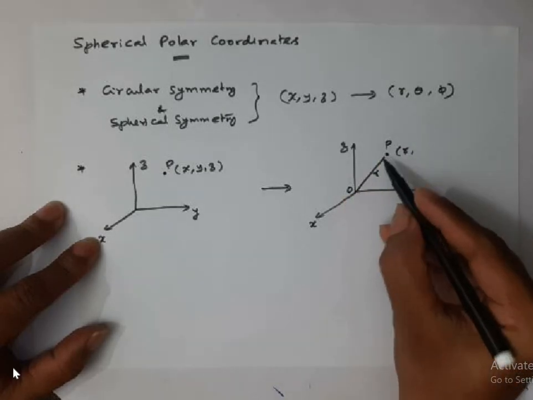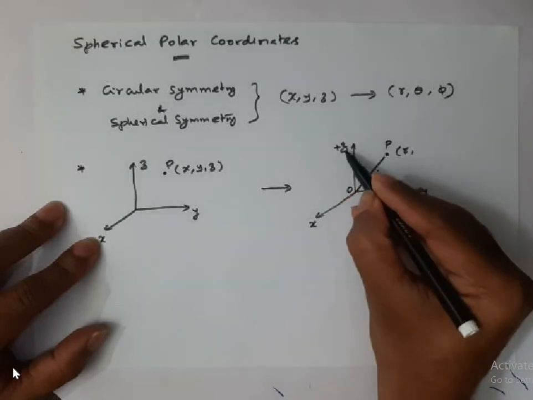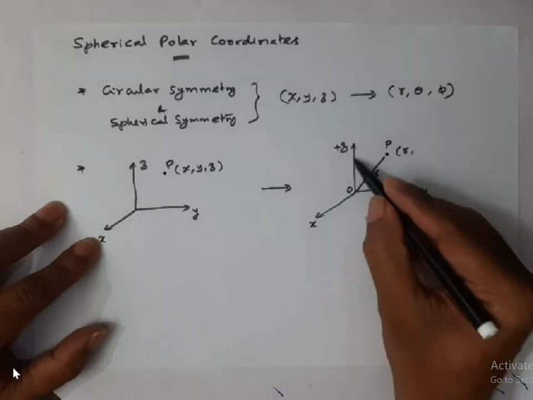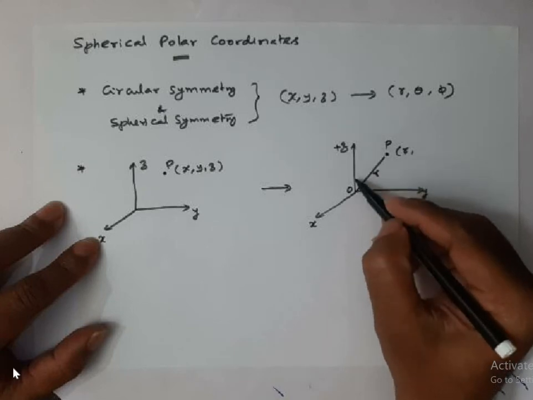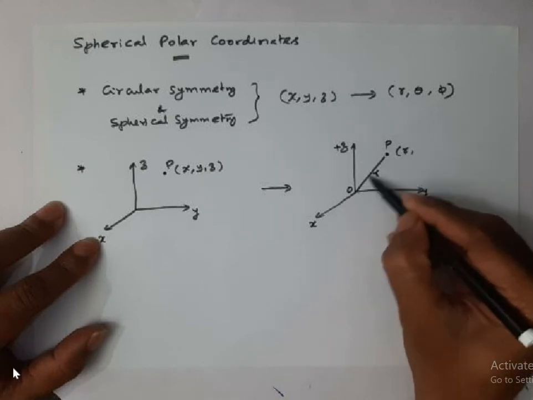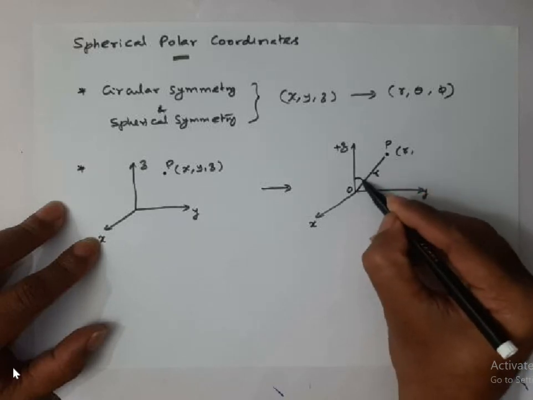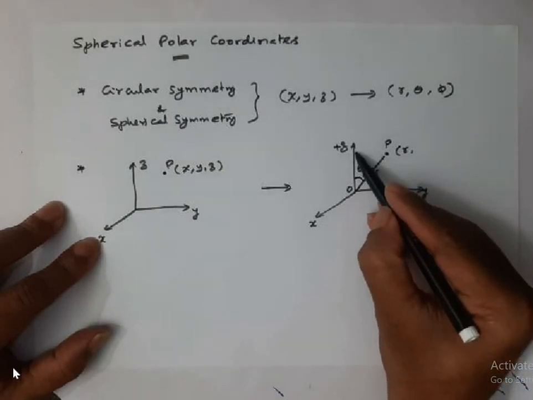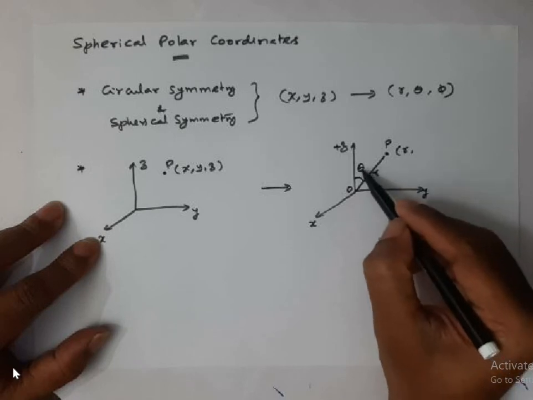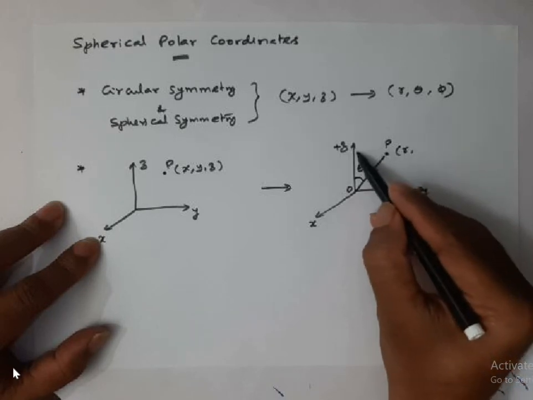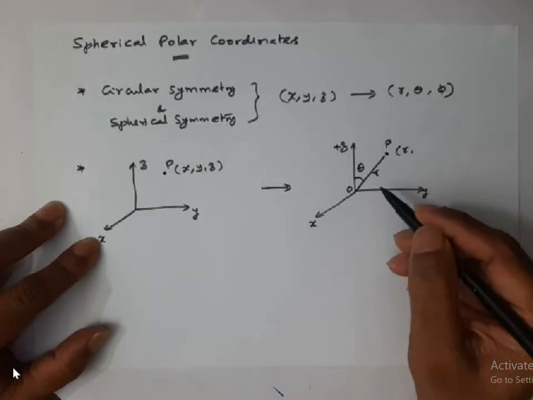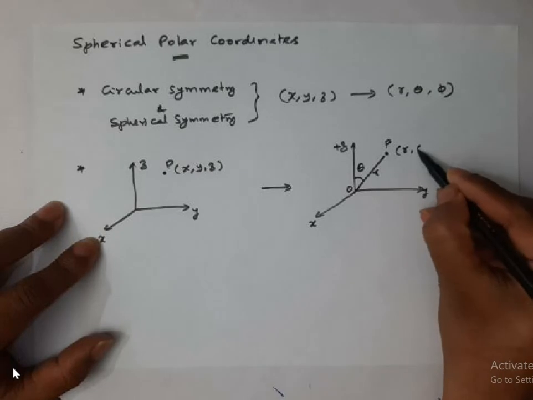Then this point has some angle from the plus z axis. The line joining the origin to the plus z axis, and the line joining the origin to the point: the angle between these two is what we call theta. When the point moves from plus z to minus z, the theta value increases. When a point is on plus z, theta value is 0. As the point moves below toward minus z, theta value increases, and the maximum value of theta is 180 degrees. So the second coordinate is theta.